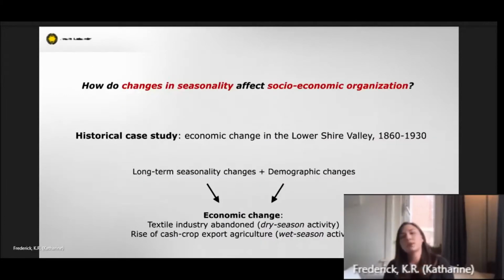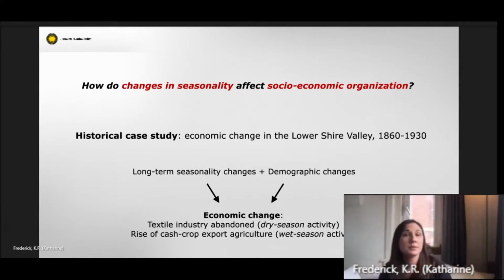So given this very strong relationship that we've seen between rural communities in sub-Saharan Africa and these seasonal fluctuations in the natural environment, the question for historians arises: how exactly do changes in seasonality affect the socioeconomic organization of rural communities? So in simple terms, how do they cope with and respond to changes in seasonal circumstances?